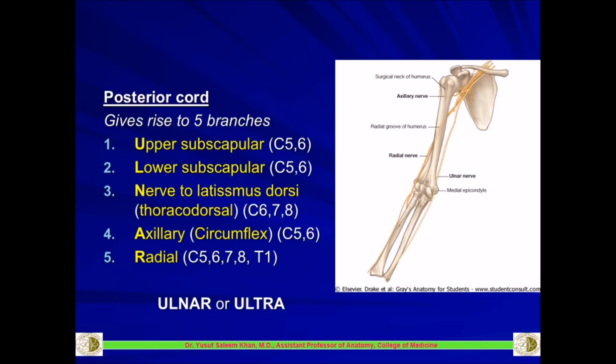So these are the branches which will be supplying the whole of the upper limb. Whenever we read about any nerve, we should be able to say from which cord it is coming and the root values. Here are the root values which have been shown, and the biggest root value is for the radial nerve because it is formed by the posterior divisions of all three trunks: C5, C6, C7, C8 and T1.